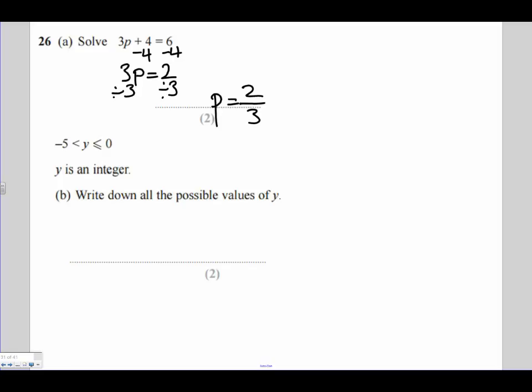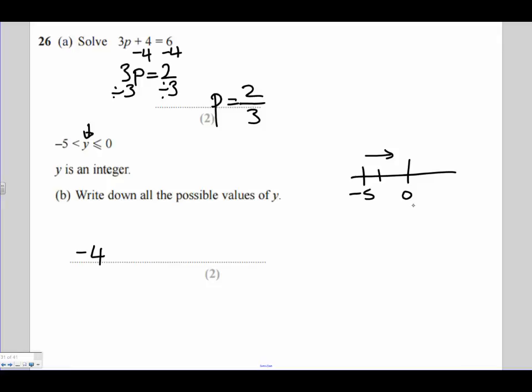Part B shows that -5 < y ≤ 0, and y is an integer. Write down all the possible values of y. Well, an integer is a whole number that is either positive or negative. So working from the center and looking at y is greater than minus 5. If we draw our number line and we have minus 5, to be greater than minus 5, it can be minus 4. Now, because we haven't got an equal sign on this particular sign here, it can't be minus 5. So our first number is minus 4.